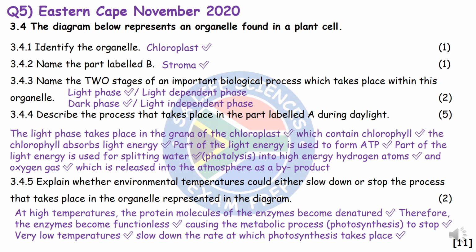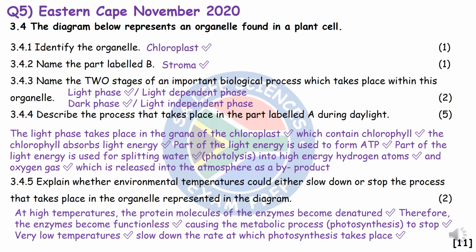3.4.5 asks you to explain whether environmental temperatures could either slow down or stop the process that takes place in the organelle. Right, so at high temperatures, the protein molecules of the enzymes become denatured. So whenever you read the term high temperature, and you know that proteins and enzymes are involved, the word denatured is your keyword. You have to make sure that denature is in your answer.